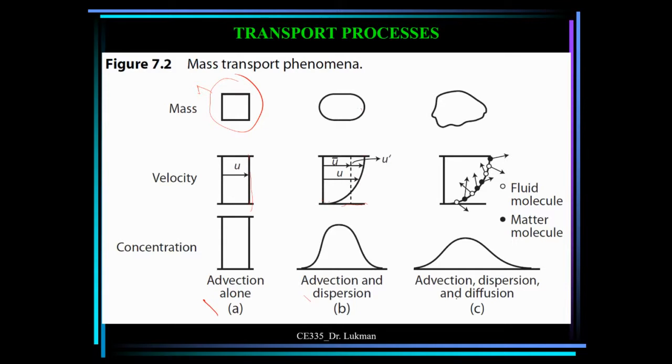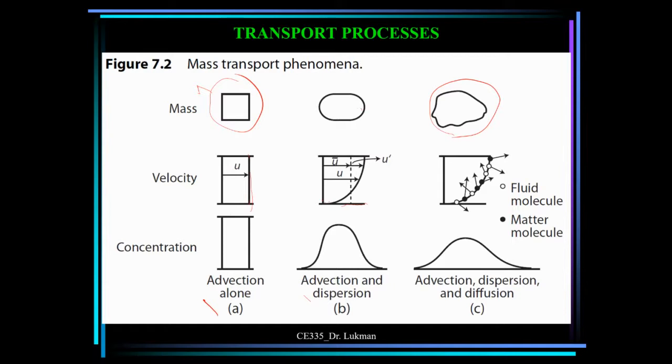Then when we include diffusion, it becomes more distorted. This will include all the three transport mechanisms: advection, dispersion, and diffusion. So the contaminant becomes more and more distorted because now you have many other processes taking place or that are affecting the movement of the plume. The plume is the contaminant within the water.